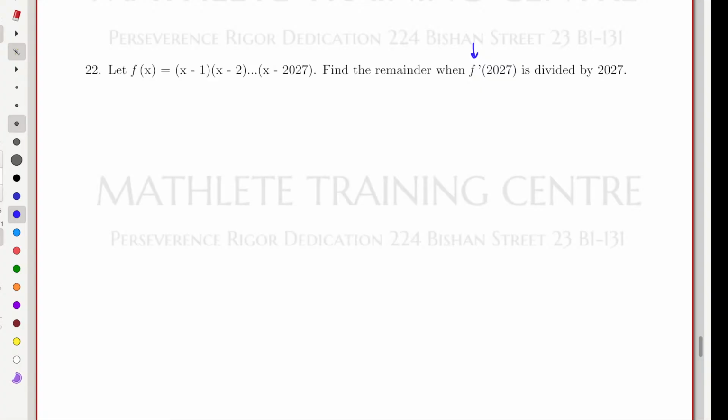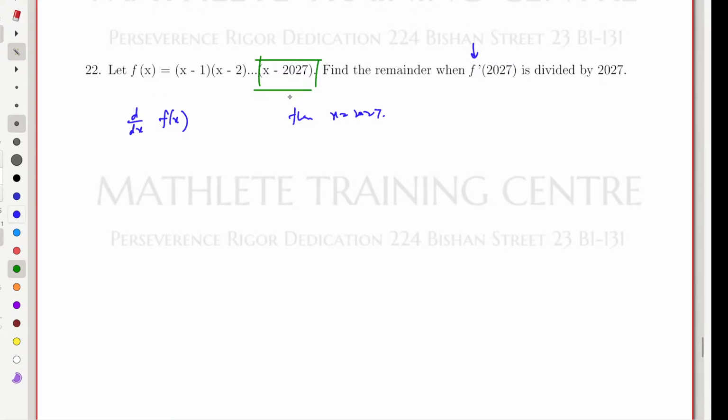But anyway, what they want you to do is differentiate f(x) first, then put in x equals 27, then put in x equals 2027. So how to differentiate f(x)? Notice that there's one factor that's a bit special, because when you put in 2027, its value is 0. So what we can do is use the product rule on f(x).